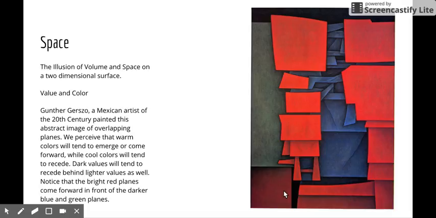We can also manipulate the illusion of volume and space with value and color. Guntho Gurzo, a Mexican artist of the 20th century, painted this abstract image of overlapping planes. We perceive that warm colors will tend to emerge or come forward, while cool colors will tend to recede. Dark values will also recede behind lighter values as well. So notice that the bright red planes come forward in front of the darker blue-green planes, red being a warm color and blue and green being cool colors.